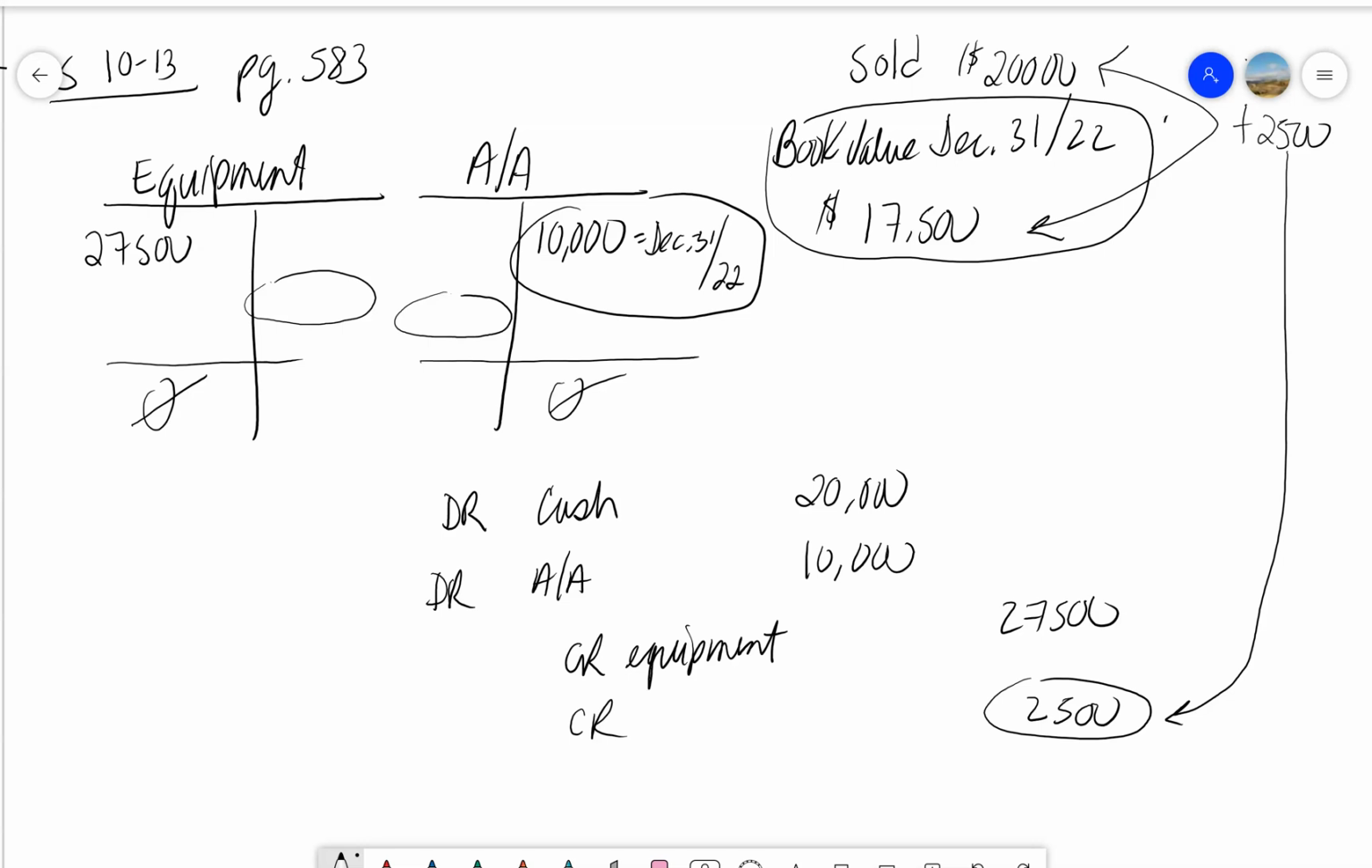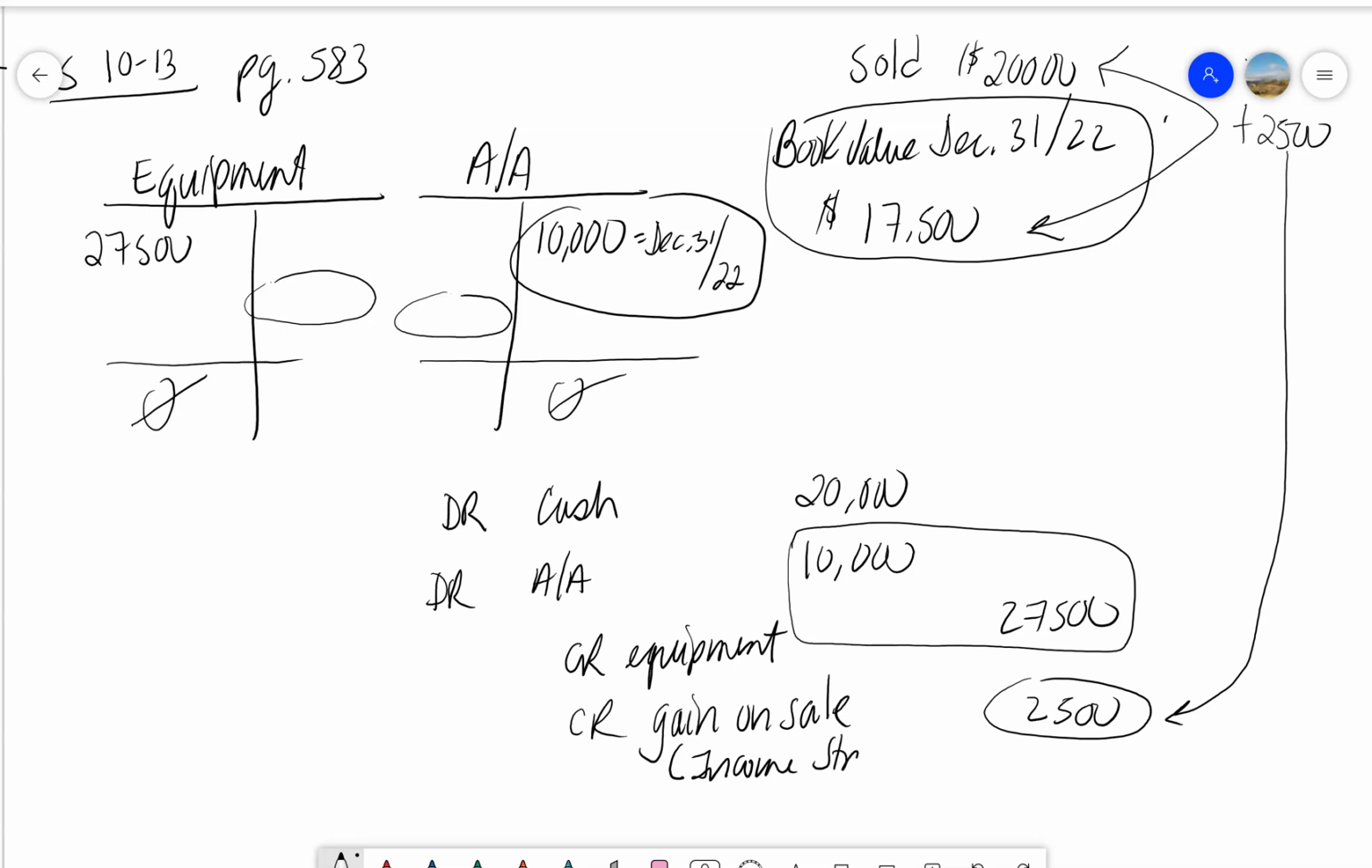Because if you think about it, this amount here is the book value, $27,500 minus $10,000. That's the book value, $17,500. So cash of $20,000 minus book value of $17,500. That's going to leave us with a $2,500 credit. Now, credit is like revenue, so therefore we have a gain on sale. Now, this gain on sale is going to show up on our income statement. So it's just like revenue, that's going to show up on our income statement. That's going to increase our net income. So that's how we record the journal entry whenever we dispose of an asset.